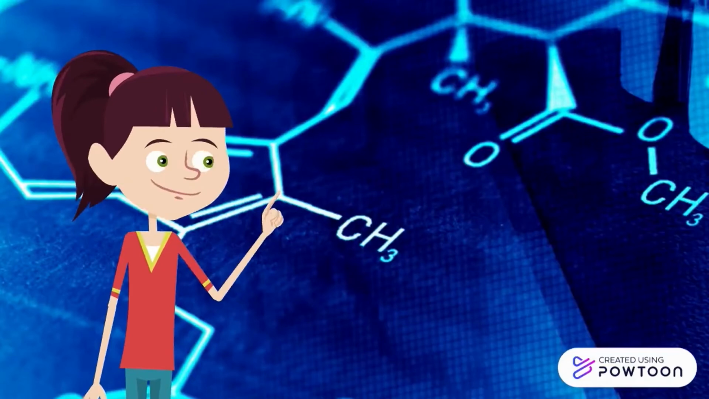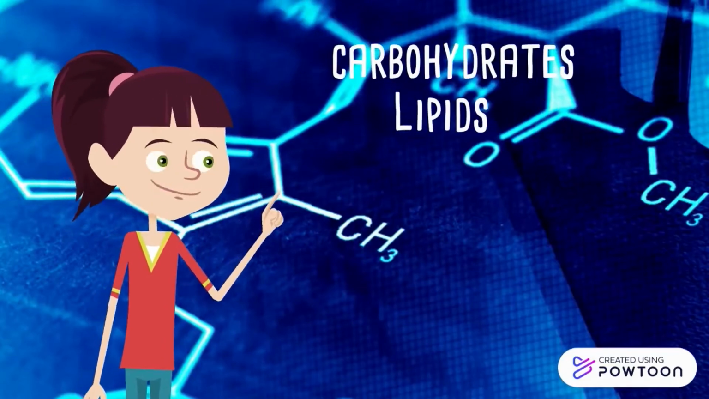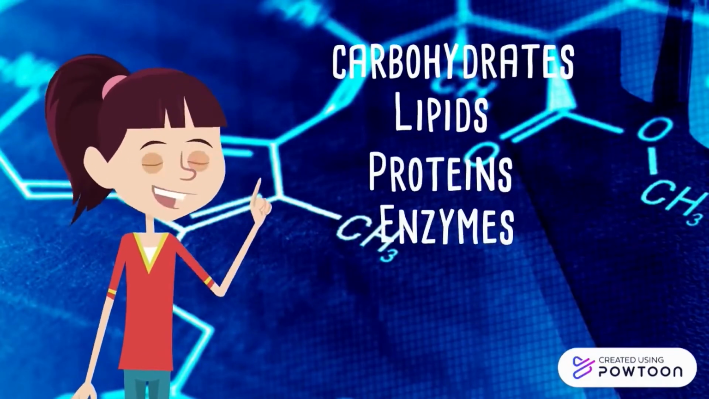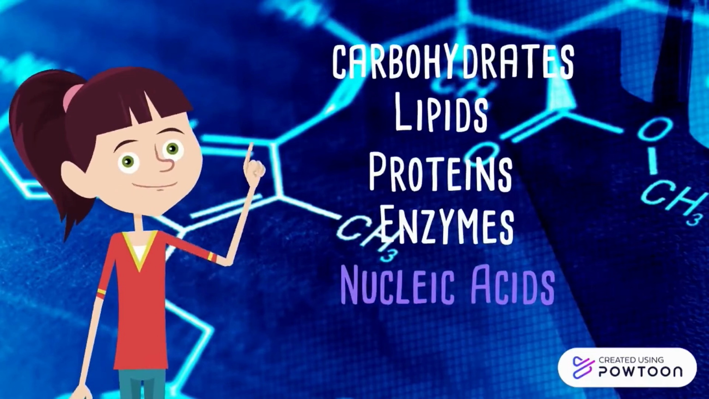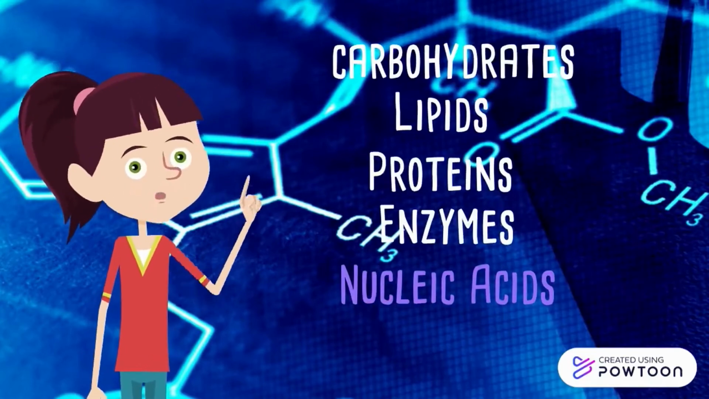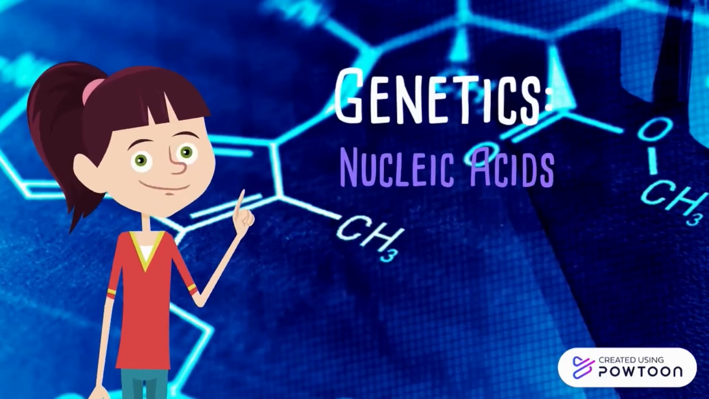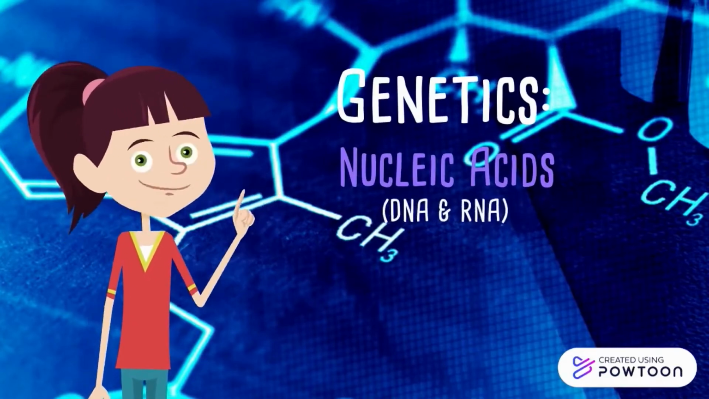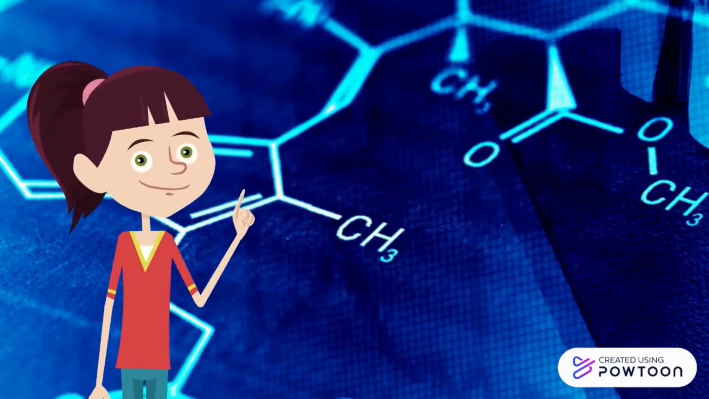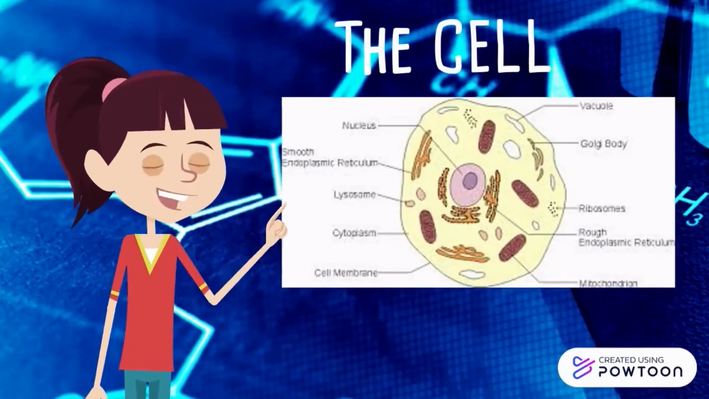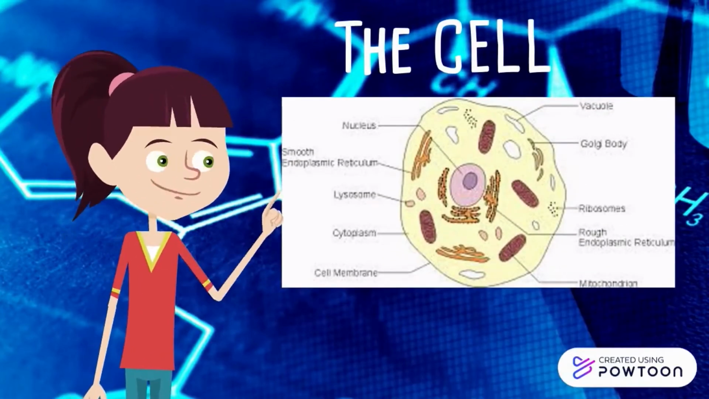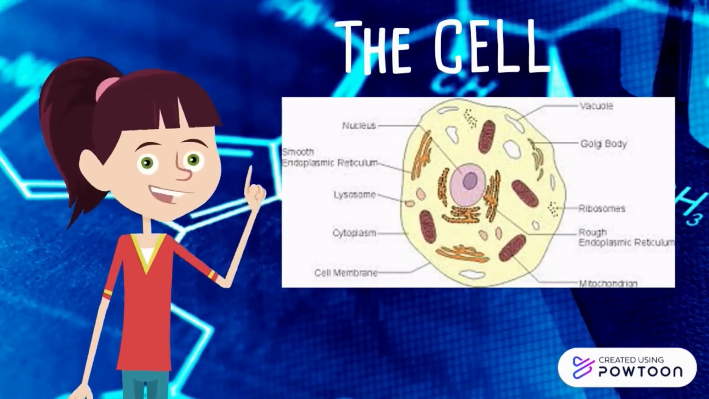So now that we have learned about carbohydrates, lipids, proteins, and enzymes, we now have these nucleic acids, which are also macromolecules. However, I talk a lot about those in my genetics video, so if you want to learn about those, please go check that out. In this unit, we also learned about the cell and its organelles. However, we learned about organelles a lot in previous years, so I'll be skipping that part and going straight to the cell membrane and transport.